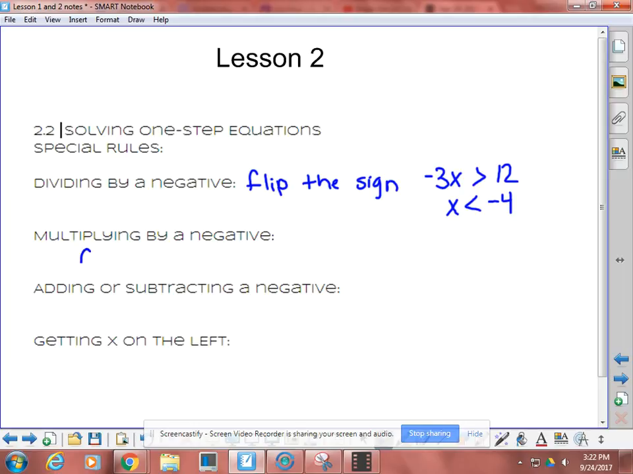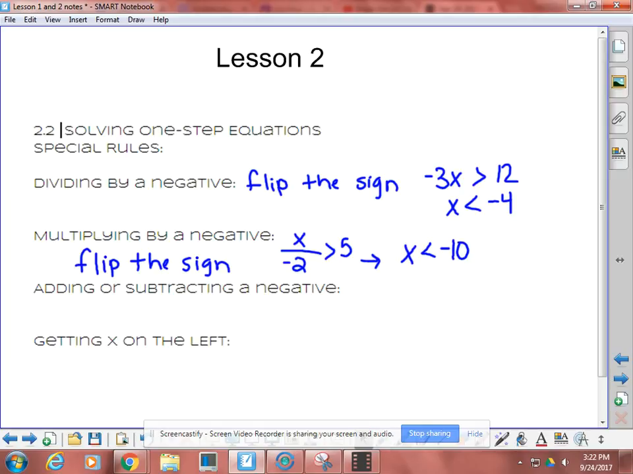Multiplying by a negative, you're also going to flip the sign. So here, if you had x over negative 2 is greater than 5, your answer to that would be that x is less than negative 10, because you have to flip the sign.